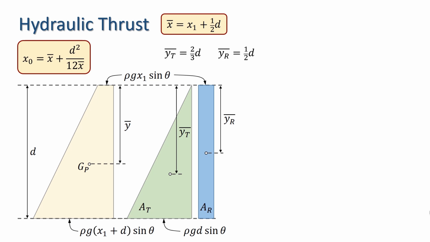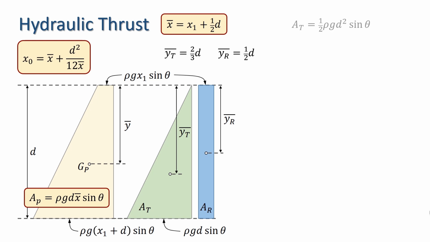We already established that the trapezoidal pressure diagram has area ρg d x bar sine theta. The triangle has base length ρg d sine theta and height d, thus at equals 1/2 ρg d squared sine theta, and the rectangle has a width ρg x1 sine theta and height d, thus ar equals ρg d x1 sine theta.